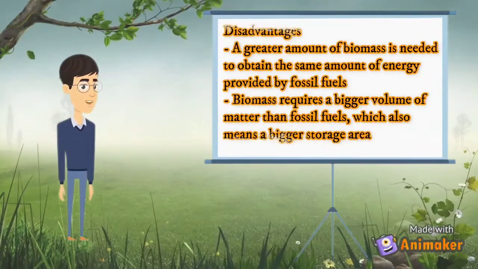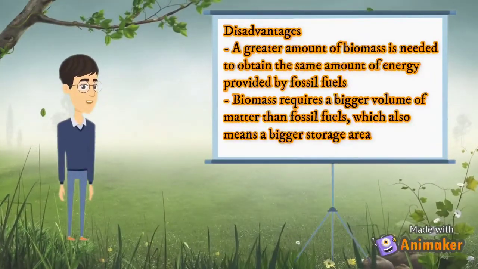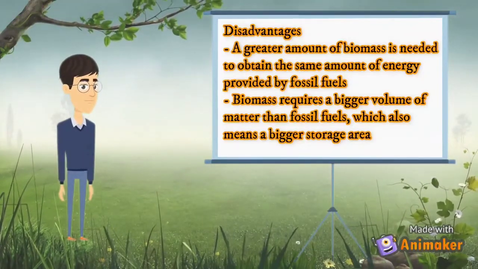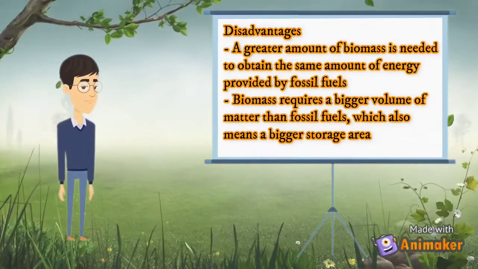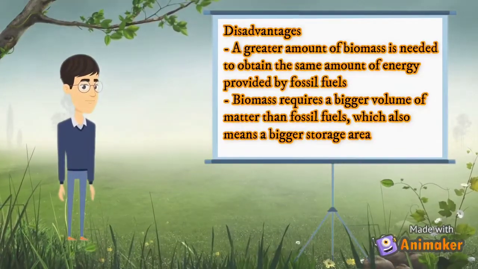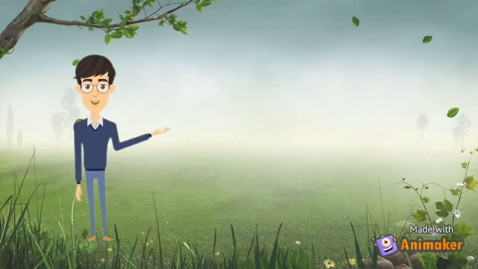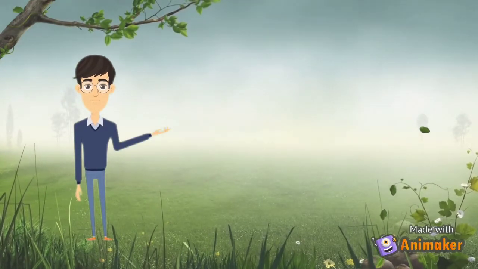Now, some of the disadvantages of biomass power plants are: a greater amount of biomass is needed to obtain the same amount of energy provided by fossil fuels. Biomass requires a greater volume of matter than fossil fuels, which also means a bigger storage area. For a production of 12 megawatts, 40,000 metric tons of wood, rubbish, or other organic substances are needed.